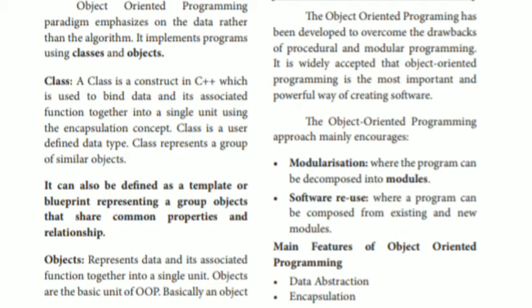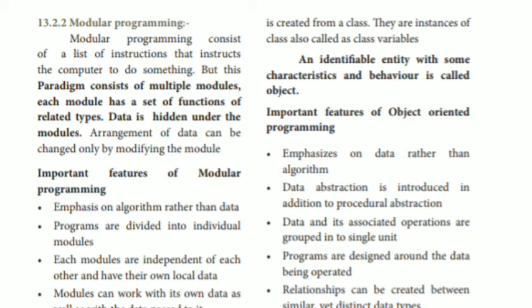An object represents data and associated functions together into a single unit. இப்போ representing data, அது representing binding data. Object is the unit of OOP. Basically an object is created from a class, an instance of a class, also class variables னு சொல்கிறாங்க.